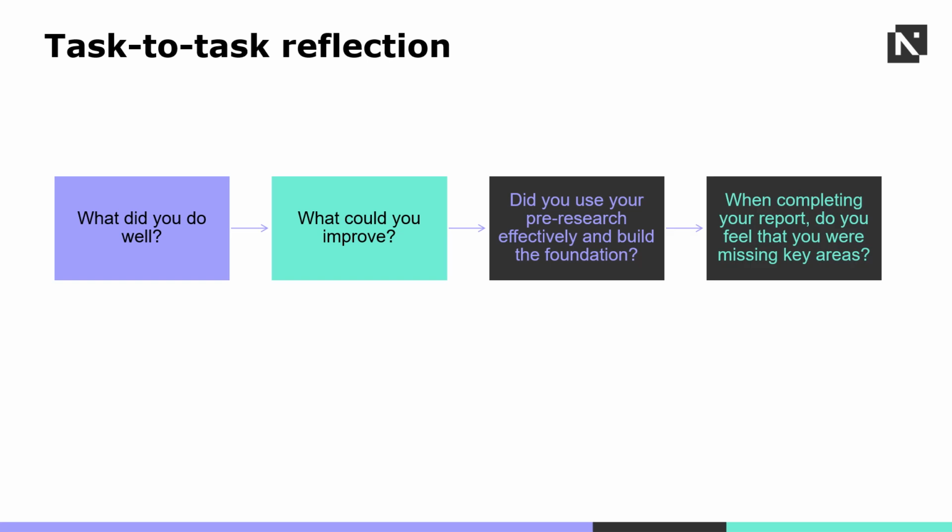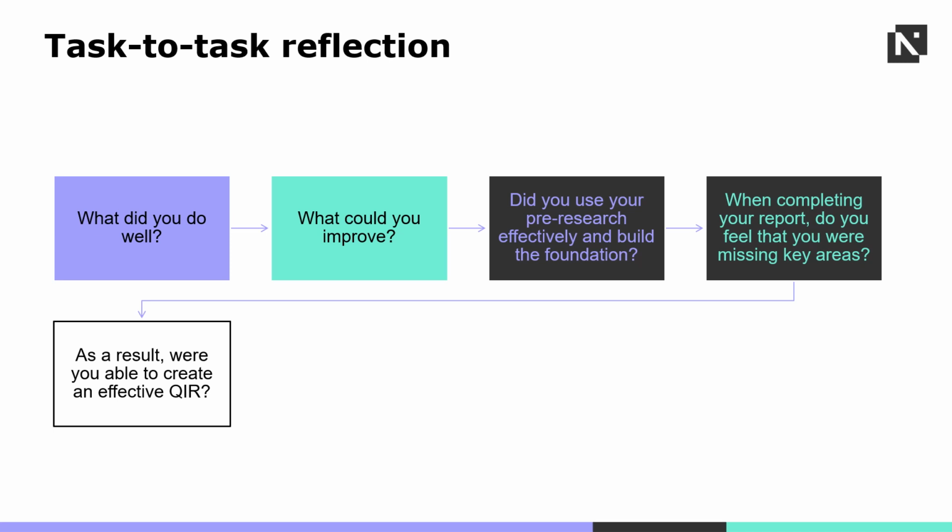When completing a report, do you feel that you were missing key areas? This prompts students to analyse their work critically and recognise any gaps in their approach. As a result, were you able to create an effective QIR or quality improvement report? Students reflect on whether reflections and evaluations contribute to producing a robust quality improvement report, a key component of their ESP.